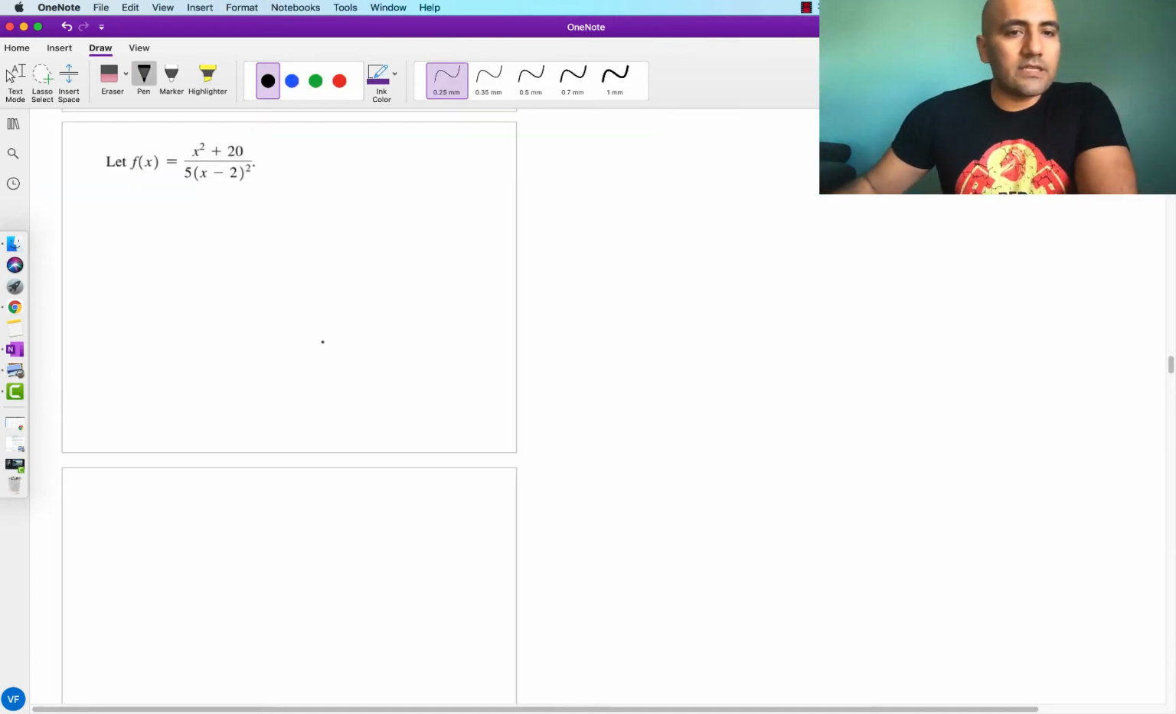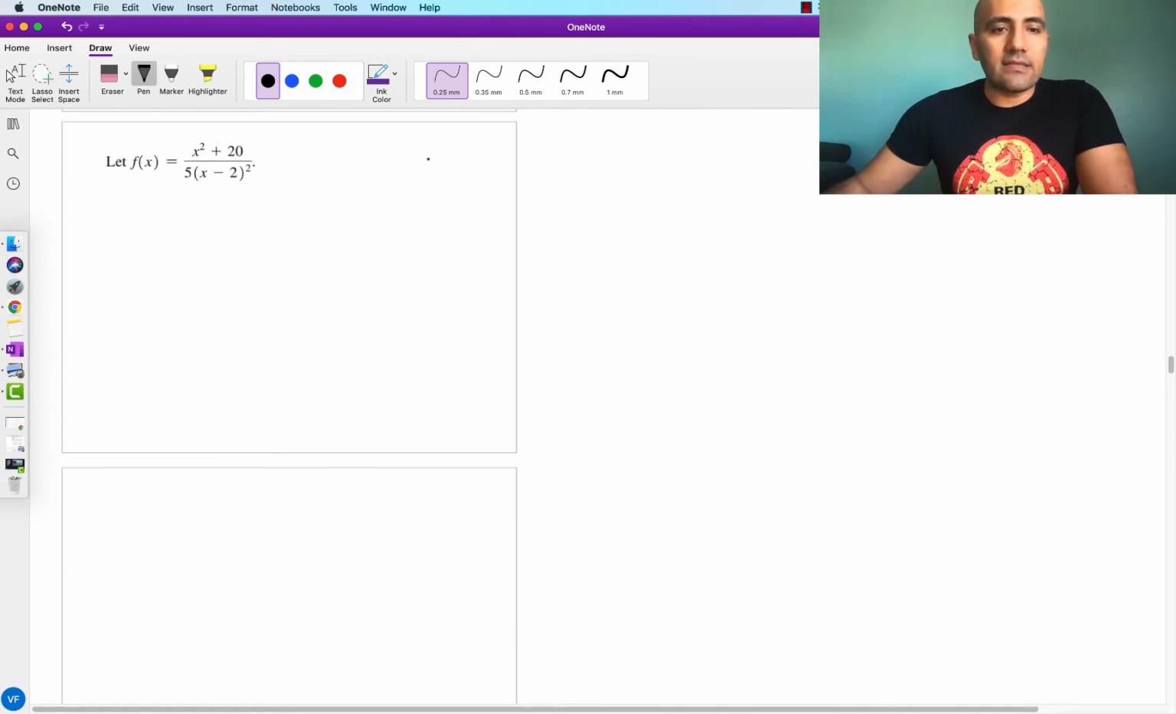All right, let's consider one more example. Let's say f of x equals this rational function, x squared plus 20 in the numerator, 5 times x minus 2 squared in the denominator. Okay, so the first thing I want to note is that this is a rational function, and so I care about when the denominator is going to be equal to 0.